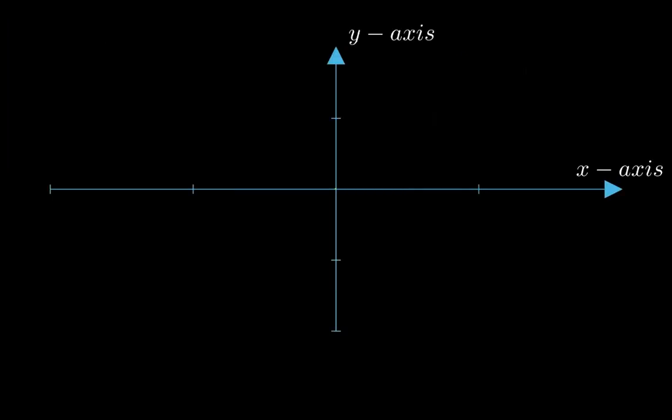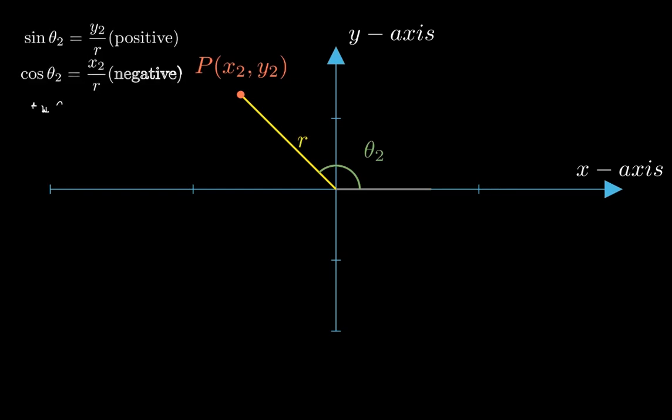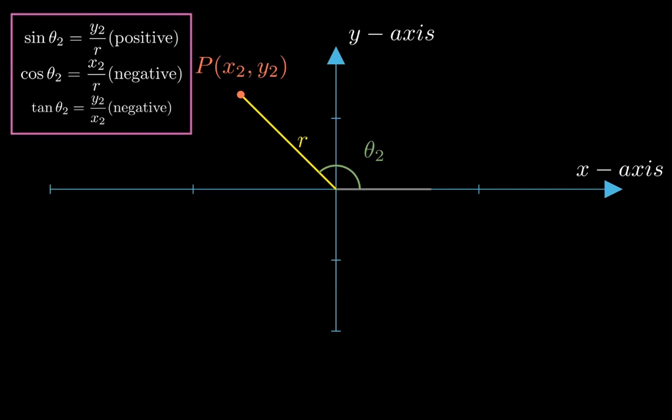Let's move to the second quadrant. How do we handle things in the second quadrant? You have the same point P and the angle theta 2. You can take note of the angle theta 2 measured from the x-axis counterclockwise. That angle is theta 2. We can get the values of the ratios of that angle by using the same ratios we used in the first quadrant. So even in the second quadrant, sin theta 2 is y2 over r, cos theta 2 is x2 over r, and tan of theta 2 is y2 over x2.